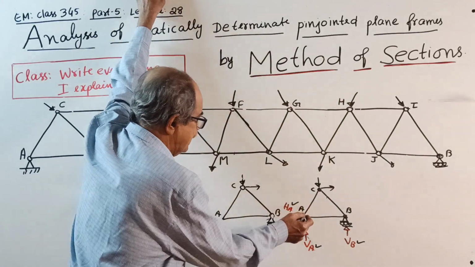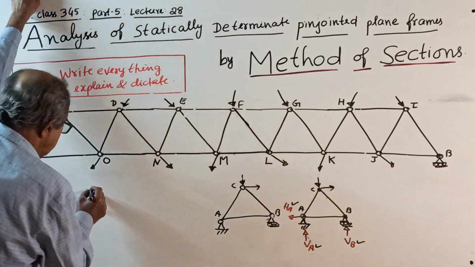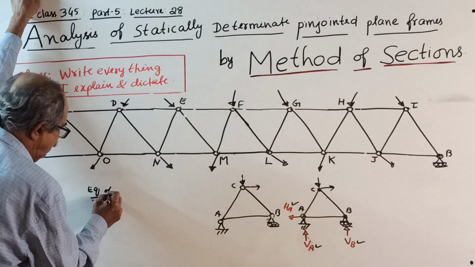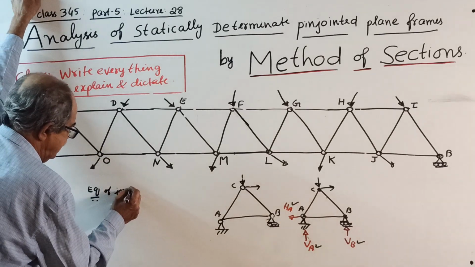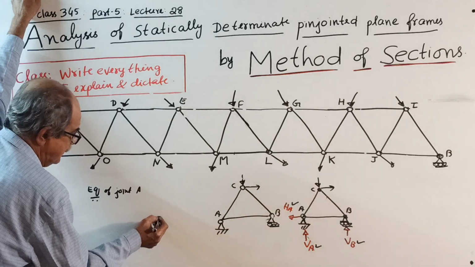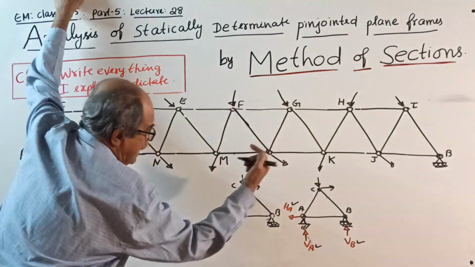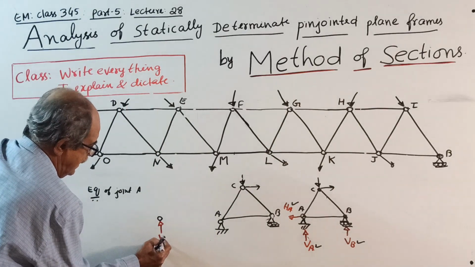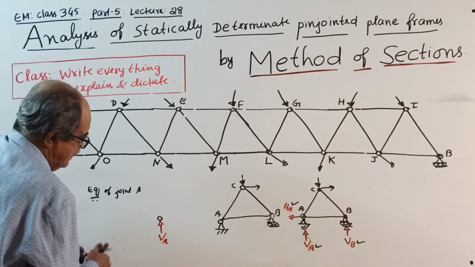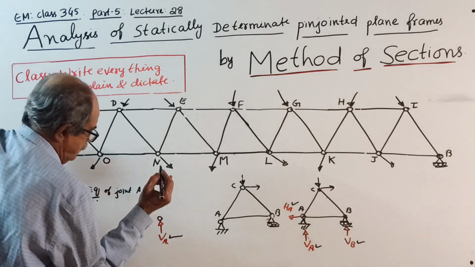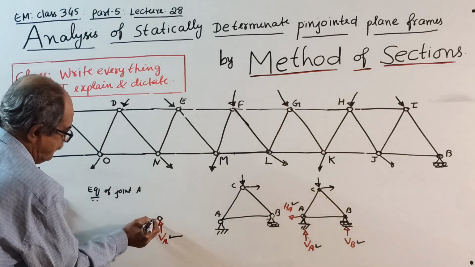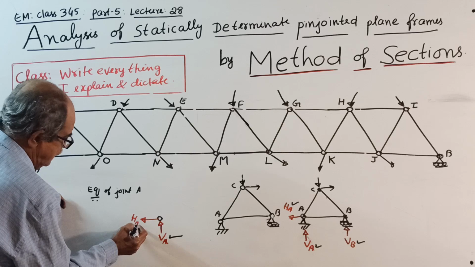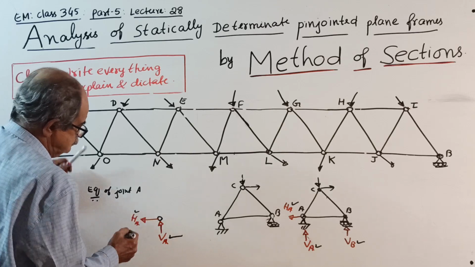You start with A. I will consider equilibrium of joint A. I will put the sketch here. VA is acting upwards. In red color I will write VA, but remember it is a known value. HA is acting to the left side. I will put red color HA reaction, but it is a known value.